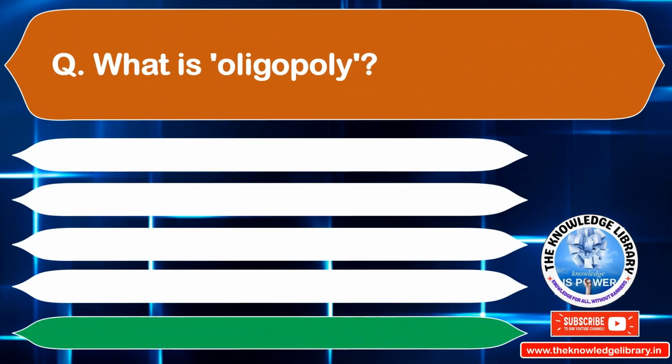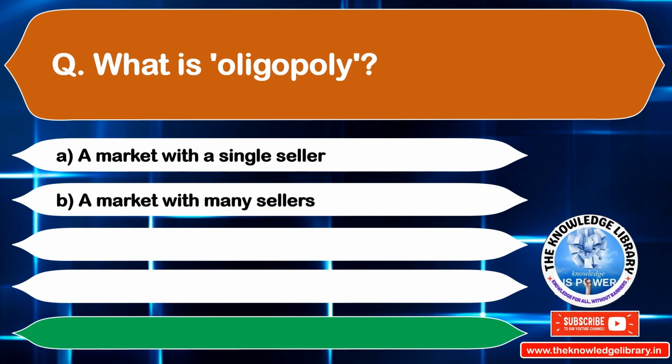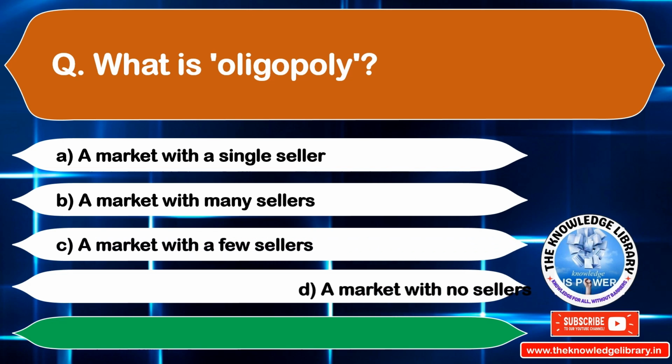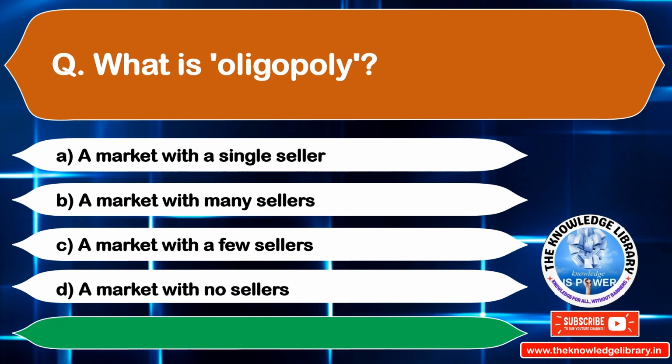What is oligopoly? Option A, a market with a single seller. Option B, a market with many sellers. Option C, a market with a few sellers. Option D, a market with no sellers. The correct answer is option C, a market with a few sellers. Move to the next question.